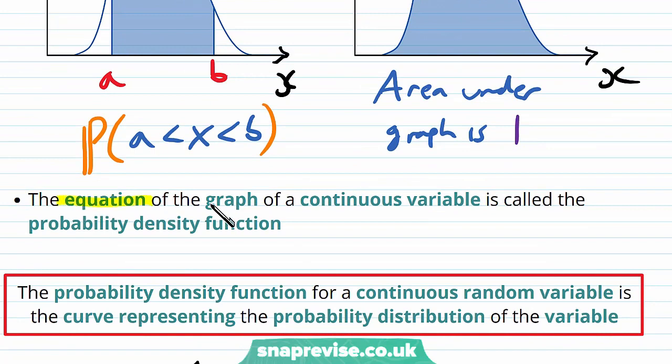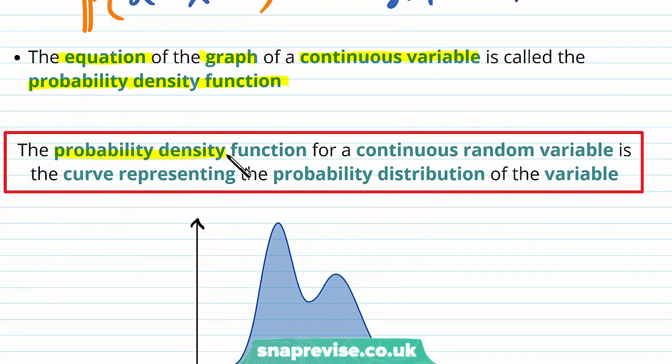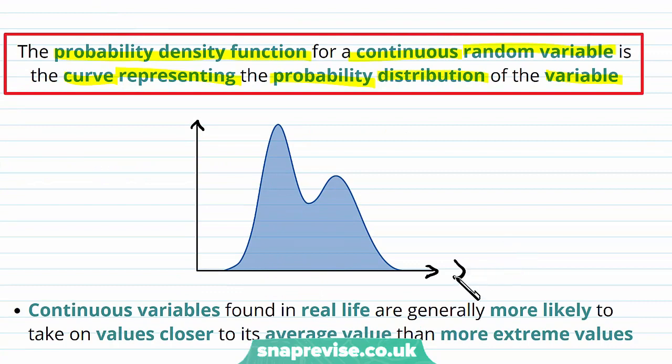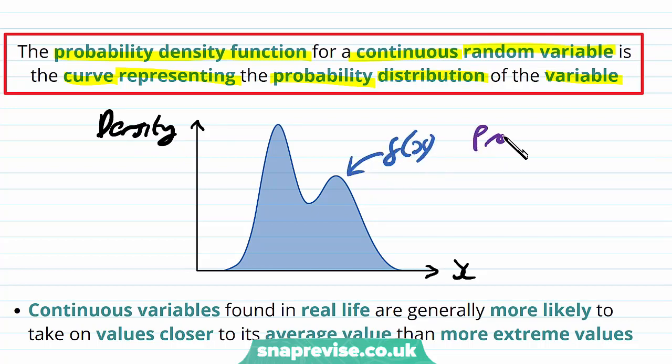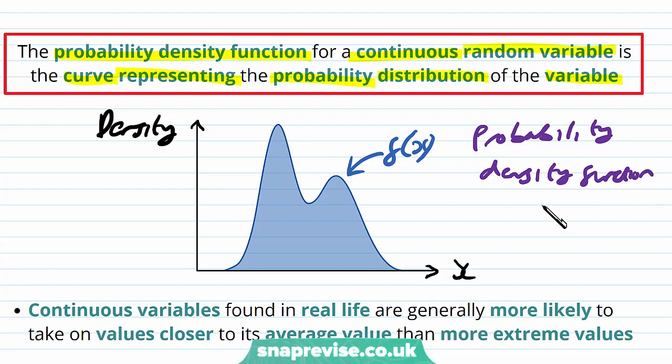The equation of the graph of a continuous variable is called the probability density function. The probability density function for a continuous random variable is the curve representing the probability distribution of the variable. Now we can sketch x against the density function, and at each point here we have f of x. This is the probability density function, sometimes referred to as PDF, but this can be confused with probability distribution function.